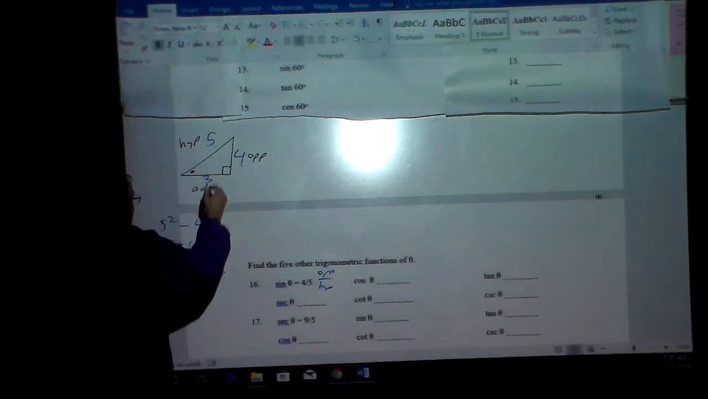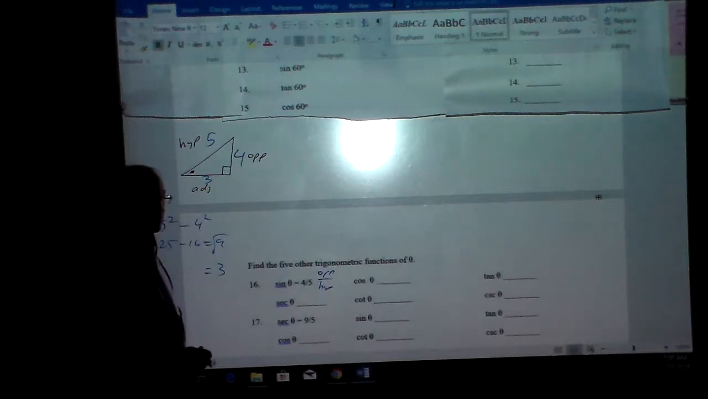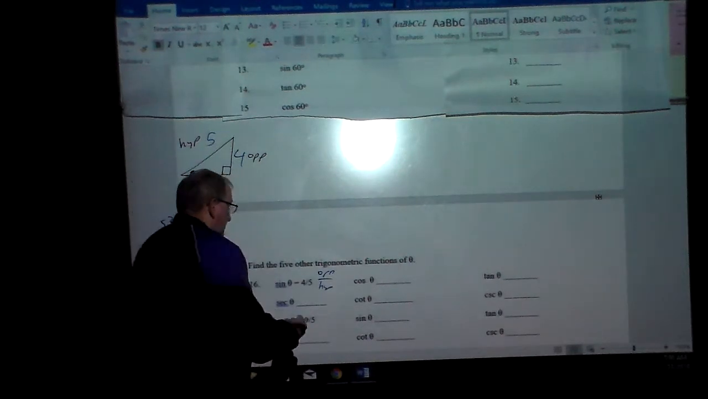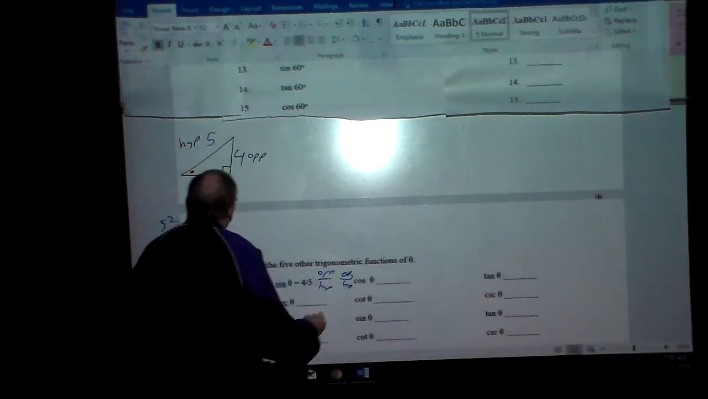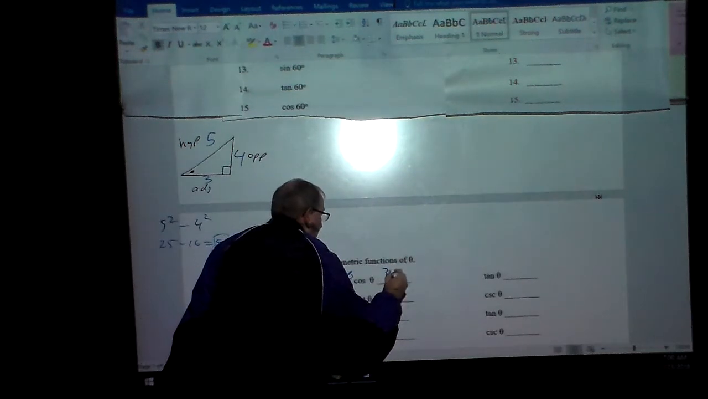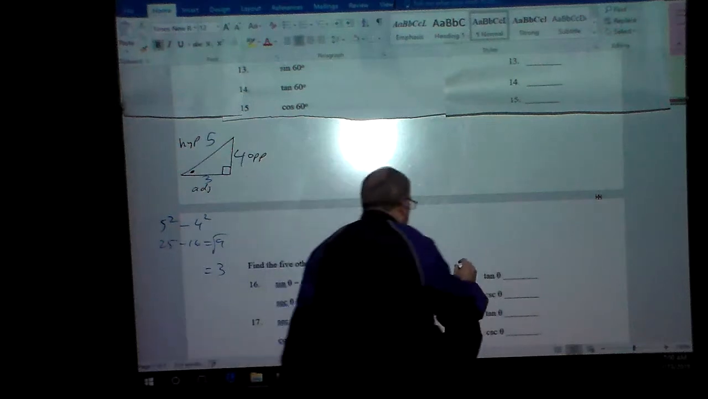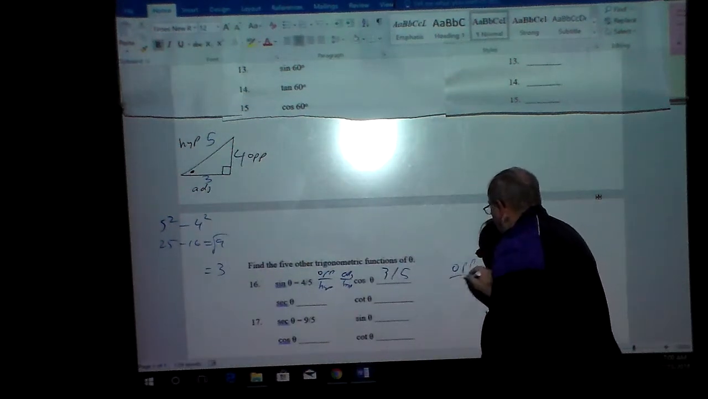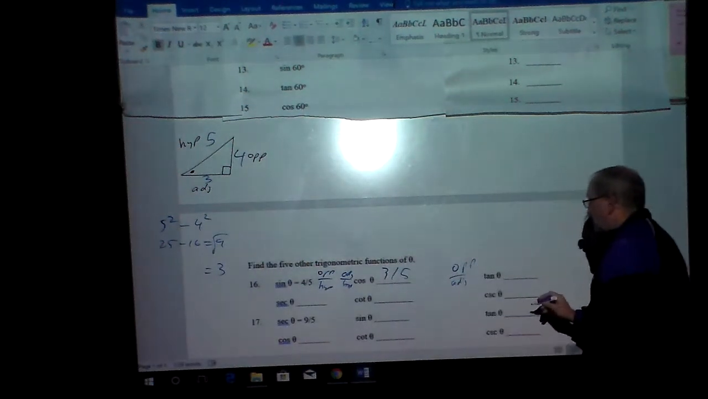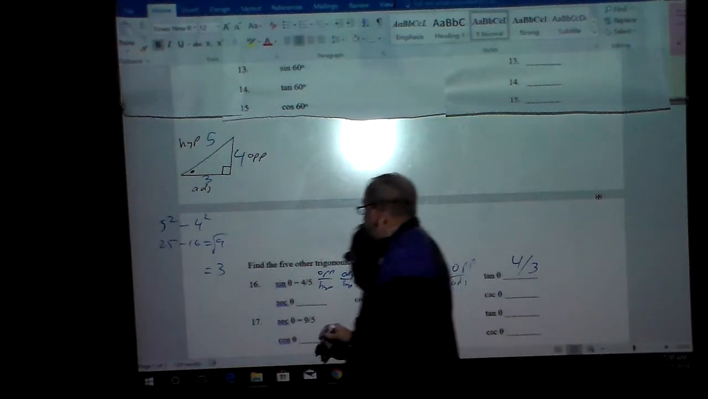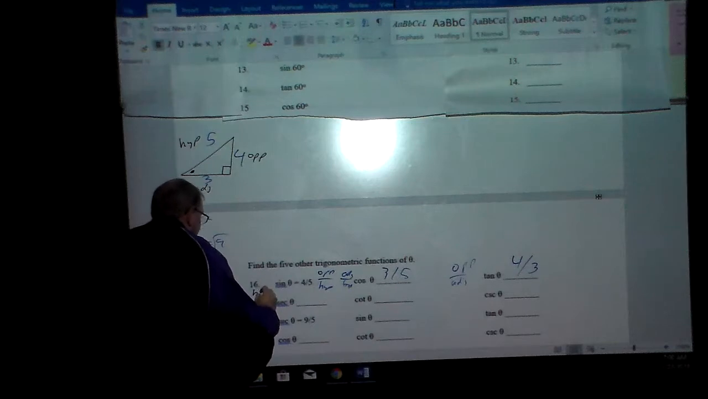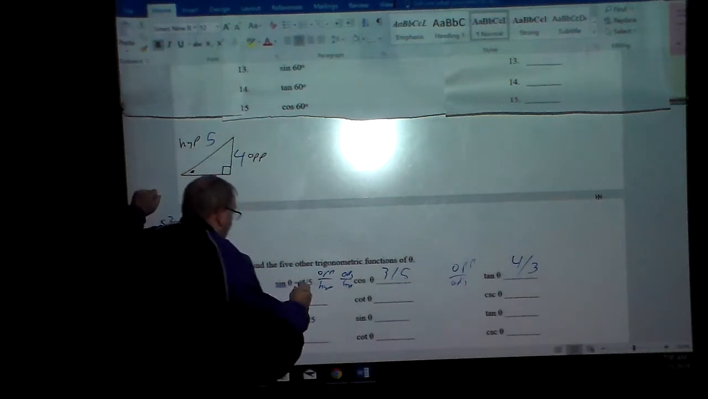So this side is 3, which makes it really easy now because when I come over here and do cosine, which is adjacent over hypotenuse, the answer is just 3/5. Tangent, which is opposite over adjacent, will then be 4/3. Secant, which is hypotenuse over adjacent, means it will be 5/3.